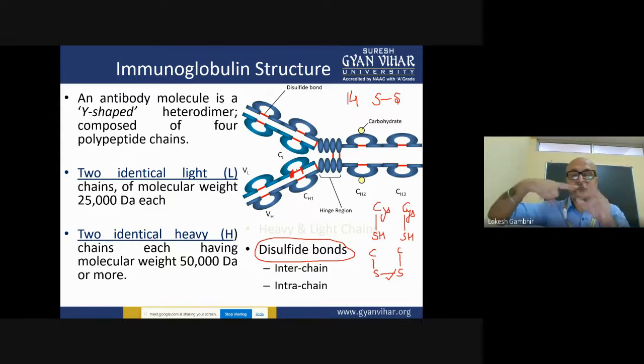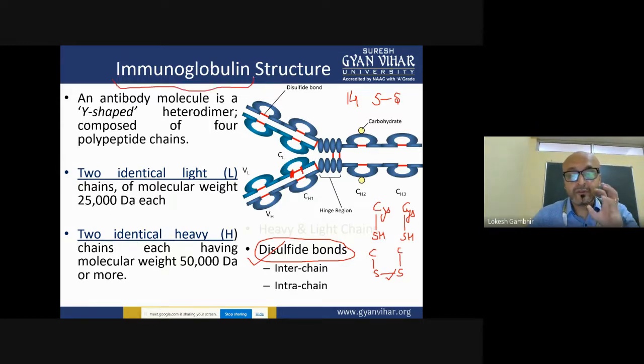It will loop out. See this. If a cysteine is here, another cysteine is here, and if they form a bond, what is happening to the remaining portion? It is looping out. So that is the reason why disulfide bonds are responsible for proper folding of the proteins. And apart from disulfide bonds, there are hydrogen bonds, there are non-covalent interactions that are stabilizing this particular structure. Apart from this, we always say that immunoglobulins are glycoproteins.